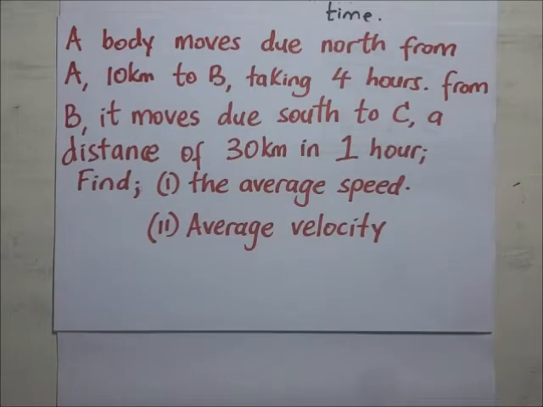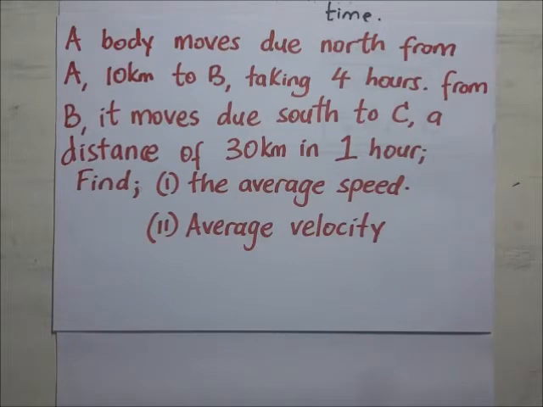Let's try and work out this example. Still, we're trying to illustrate how average velocity and average speed differ. A body moves due north from A, 10 kilometers to B.